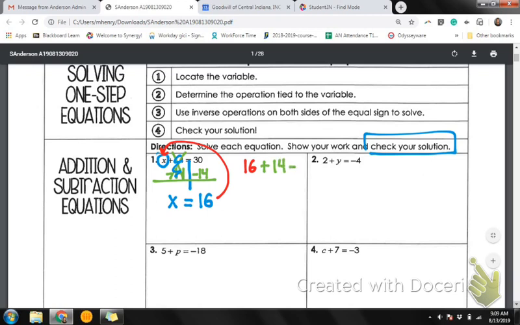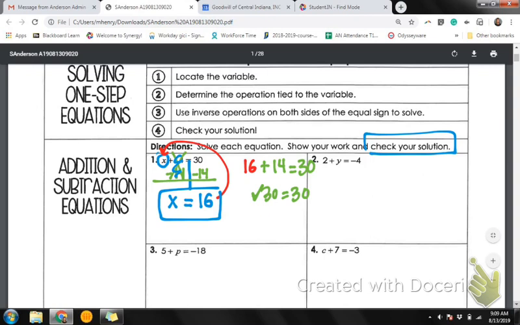So my problem was 16 plus 14, does that equal 30? So when we plug 16 in for our x value, 16 plus 14, 30 does equal 30. So we have checked our solution. We want to get the same thing on either side. And so our answer is x equals 16. So we have sufficiently solved the equation.